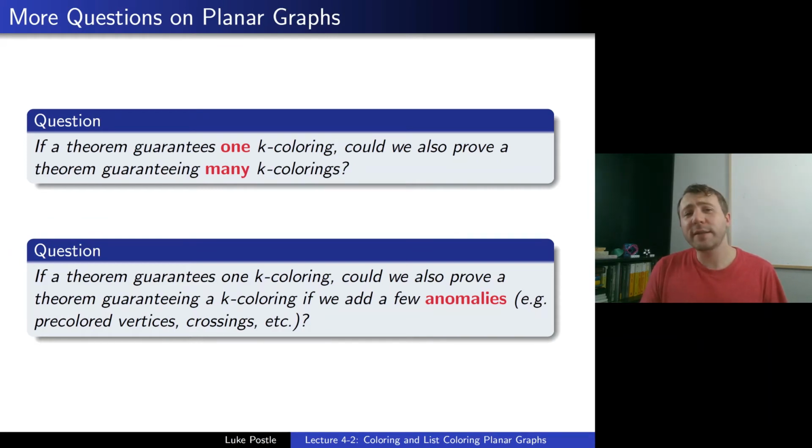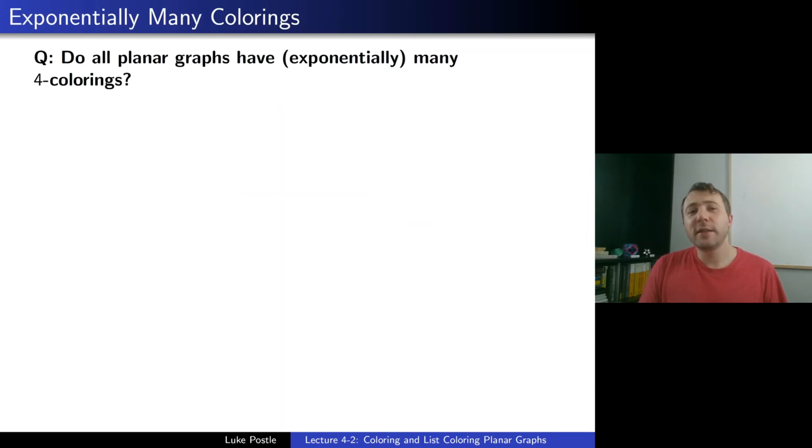So what does that mean? Well, let's talk about the first one. So exponentially many colorings. Can you find many colorings? Here's a very basic question that maybe you can think through and answer. Do all planar graphs have exponentially many 4-colorings? What do I mean by exponential? In the number of vertices. So a graph on n vertices, does it have 2^(cn) 4-colorings for some constant c? That works for all planar graphs.